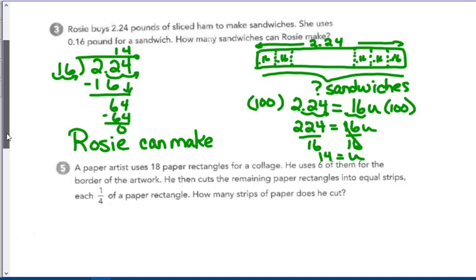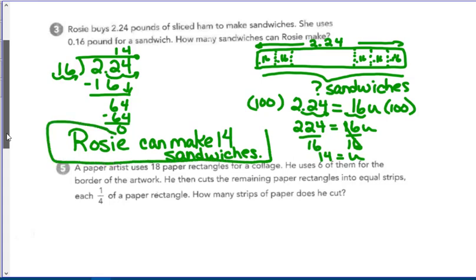And I could take out my calculator because I definitely want to be sure this is correct. I would put into my calculator 14 times 0.16, enter. Oh, it is 2.24. So Rosie can make 14 sandwiches. You want to check to make sure your answer is correct before you are writing your sentence. So that's question number 3.